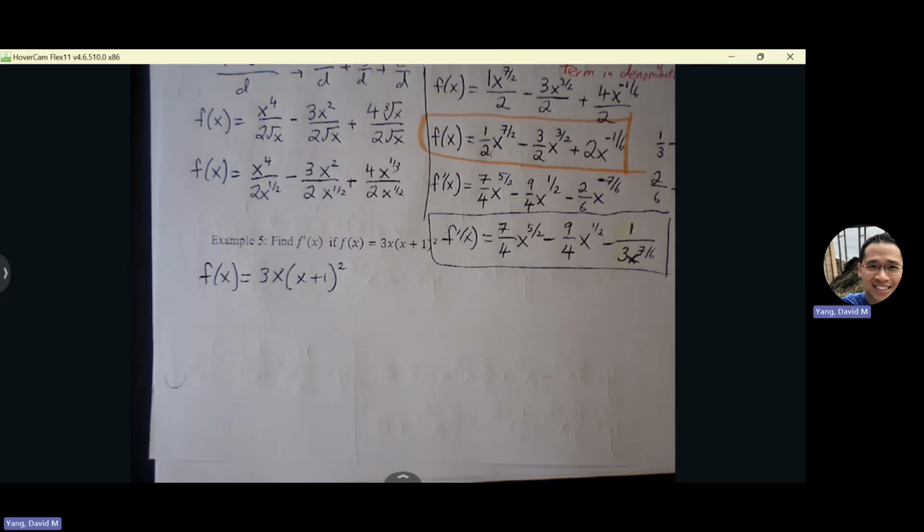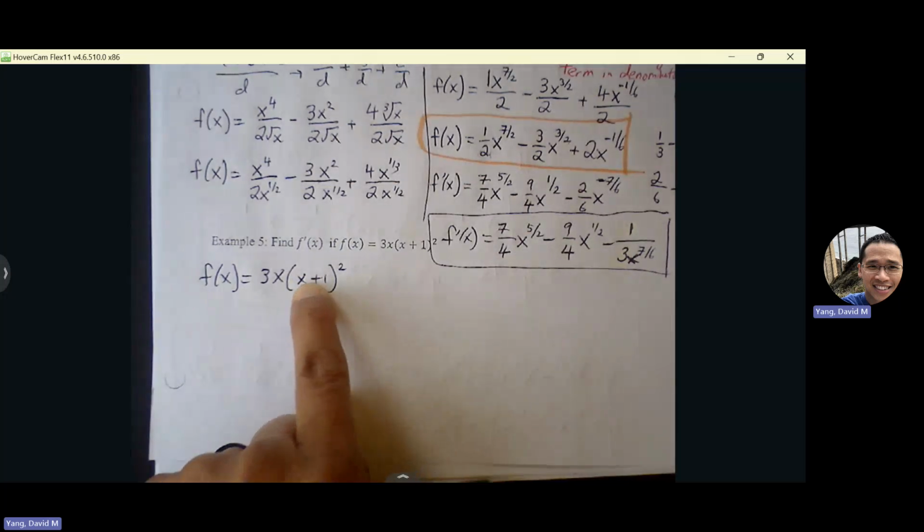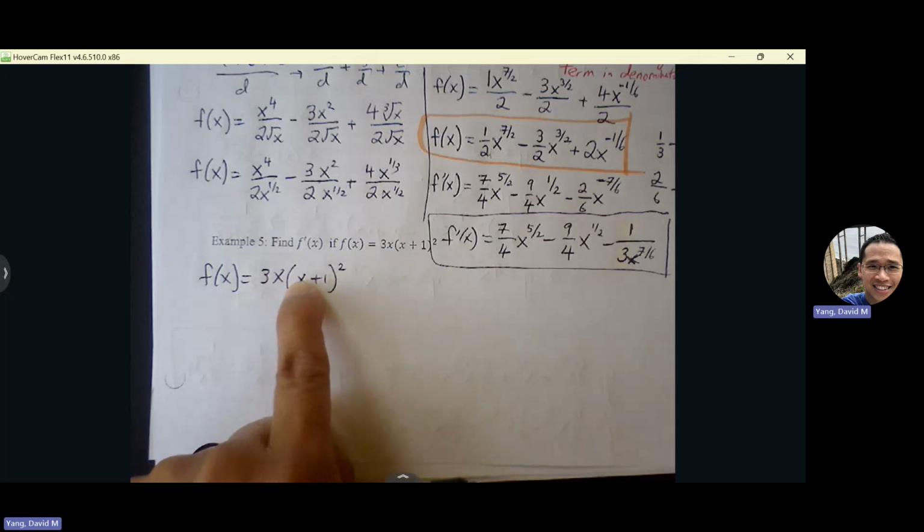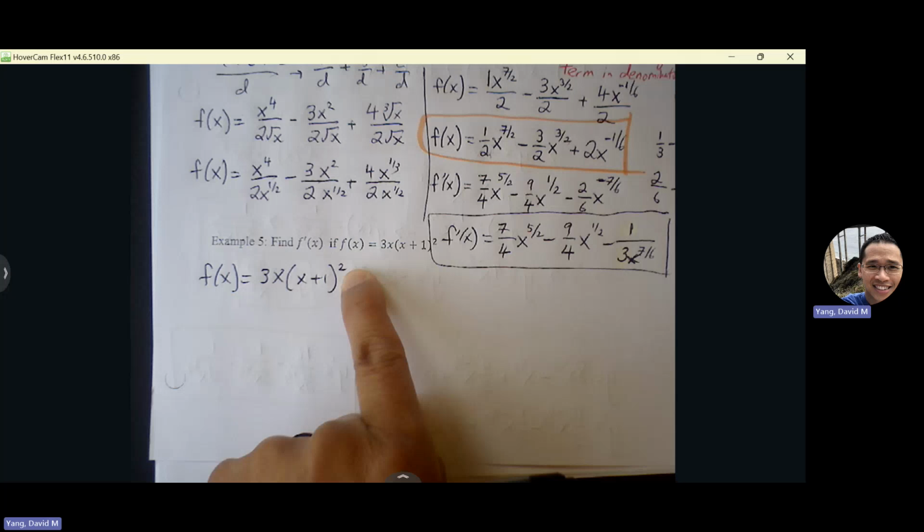If we want to do power rule, we can't have parentheses in the way. Every parentheses had to be resolved. So this x plus 1 squared needs to be resolved, and then the 3x needs to be distributed through. Careful with order of operations. We cannot distribute the 3x through until the x plus 1 squared is resolved.